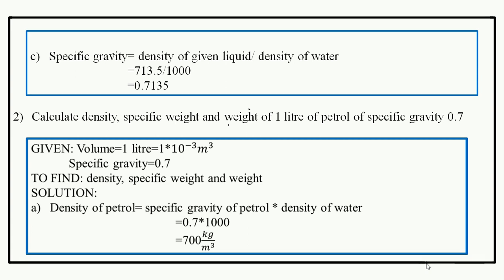Now move to another problem: calculate density, specific weight and weight of 1 liter of petrol of specific gravity 0.7. Here in the numerical, specific gravity and the volume of petrol are given. We have to determine the density, specific weight and the weight. Now the very first, density of petrol is equal to specific gravity of petrol into density of water. So we are getting the density of petrol as 700 kg per meter cube.